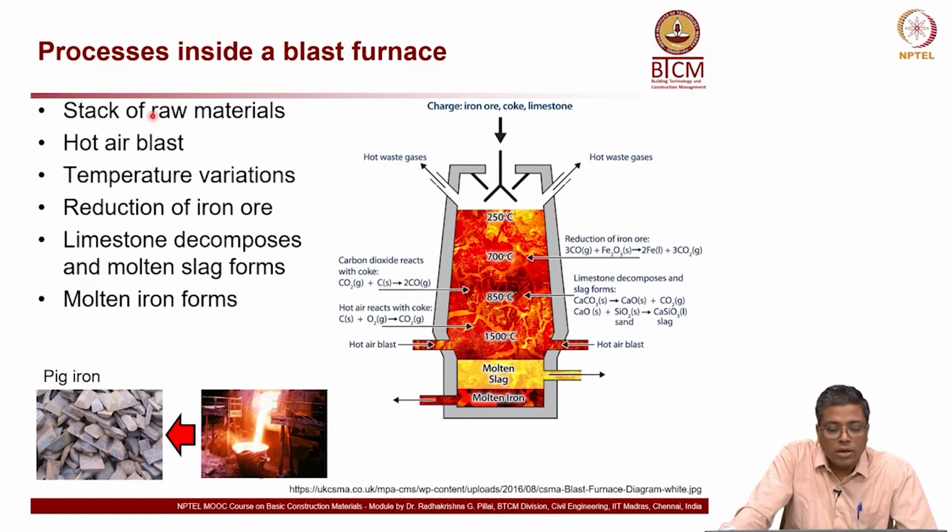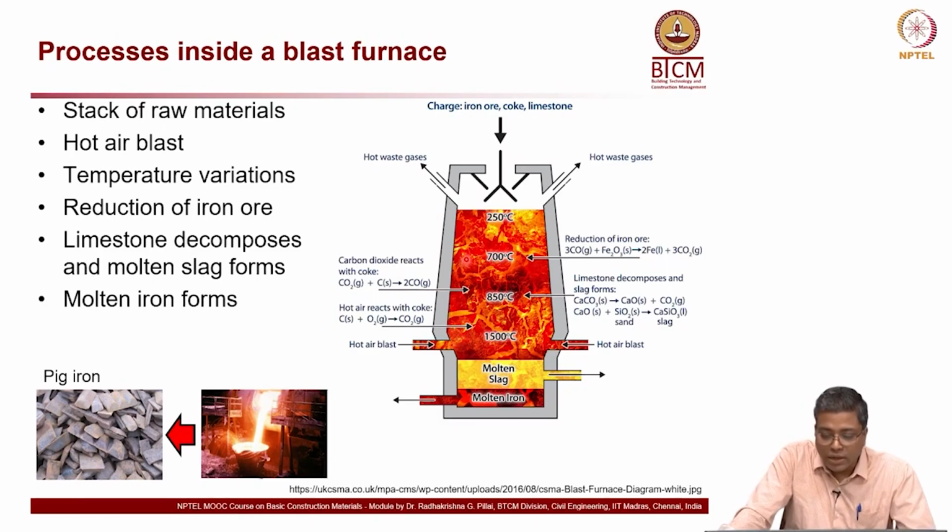Here, first you have a stack of raw materials, like the image of the hopper which I showed in the previous slide. You put in the iron ore, typically hematite, then coke and limestone. All these are placed through this hopper and stacked inside the furnace.